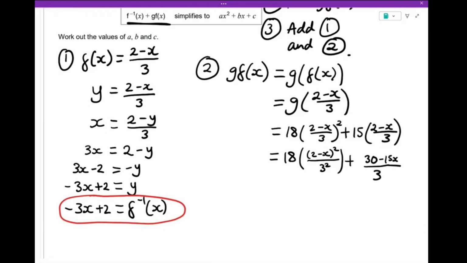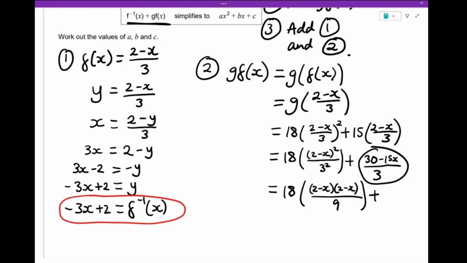Okay, and now what we're going to do next is expand the brackets on my first fraction in full. So we'd have 18, and then we just need to think about, what does 2 subtract x squared mean? Well, it means 2 subtract x times 2 subtract x. And then my denominator is 3 squared, which is 9. And then we'll close my bracket. And then for this second fraction, well, there's a common factor of 3 between the numerator and denominator, because both 30 and the negative 15 are divisible by 3. So 30 divided by 3 is 10. Negative 15x divided by 3 is negative 5x, like that.